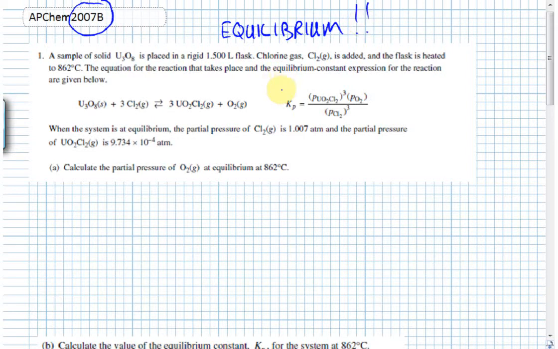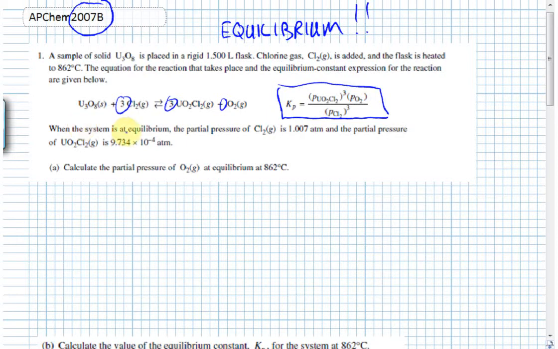And kind of surprisingly, they give you the actual expression for the Kp. Again, notice the Kp only contains the gases. It does not contain the solids. So solids do not appear in the equilibrium expression. Kind of surprised that they gave you that equation. Normally they would probably ask you to write that equation. Notice that it's the pressure of the UO2Cl2 cubed times the pressure of the O2 to the first power, divided by the pressure of the Cl2 to the third power. So those coefficients in the equilibrium expression come from the balanced equilibrium reaction.